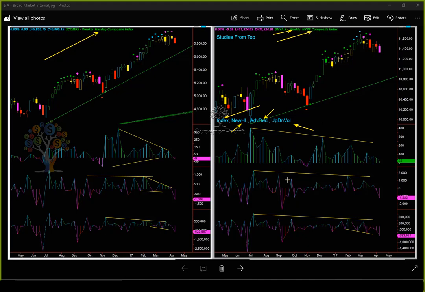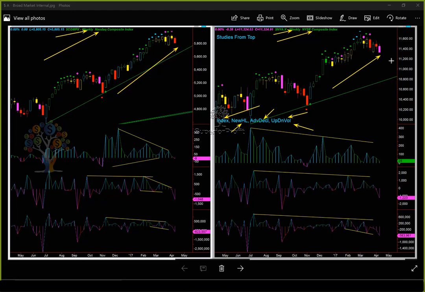Looking at these internals can give us additional information. Because this is weekly chart and we are looking at market internals, it is meant for use for long-term investing, not for swing trading, and certainly not for day trading. If we look at higher high, higher low, both the composite indices are still in uptrend. Of course, this is in weekly chart.